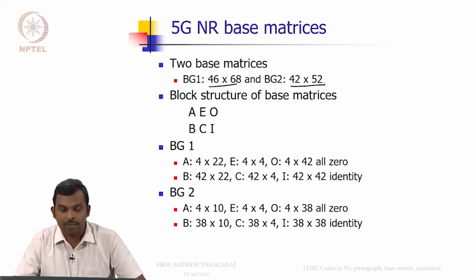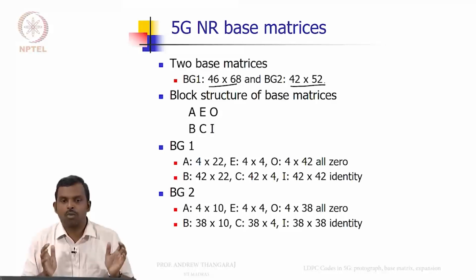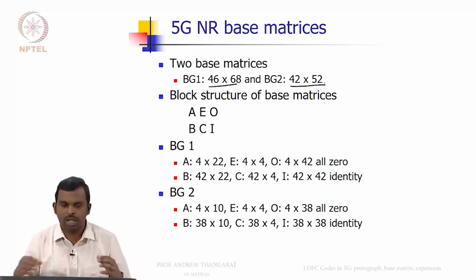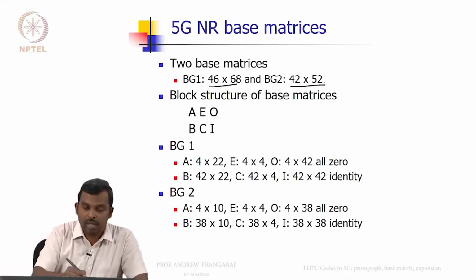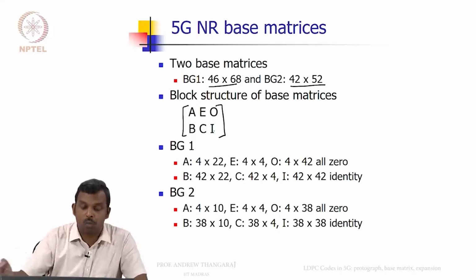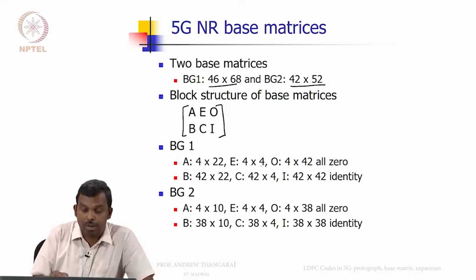Quite large. And the base matrices have a very useful structure. Even though they are large, it turns out you can carve out some small matrices from them, and these matrices have a very easy structure. In particular, there is a block structure like this. The first row block is A, E and O, and the second row block is B, C and I. In the first base matrix BG1, A is a 4 by 22 matrix, E is a 4 by 4 matrix, O is a 4 by 42 all 0 matrix.